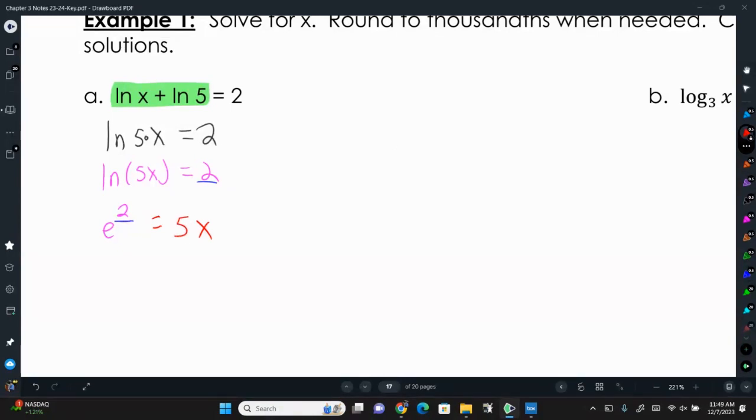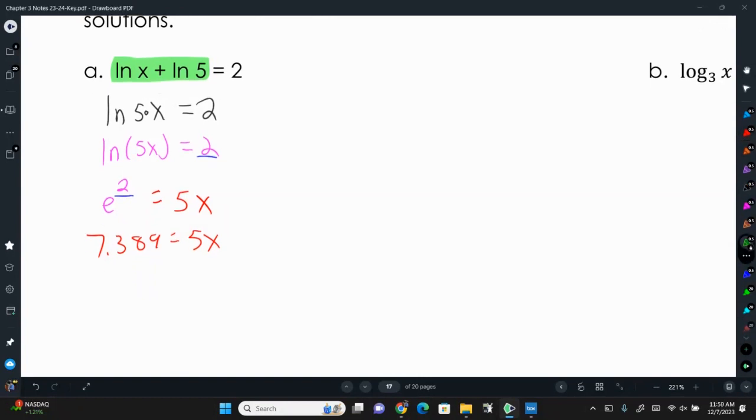In the calculator, if I type in e to the second power, or e squared, that is going to give me 7.389. 7.389 equals 5x. And then when I divide both sides by 5, x is going to equal 1.478.